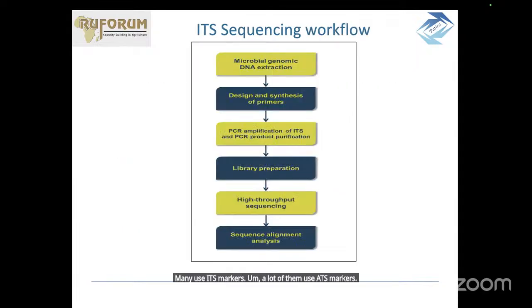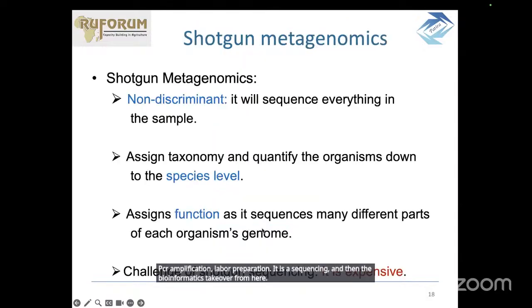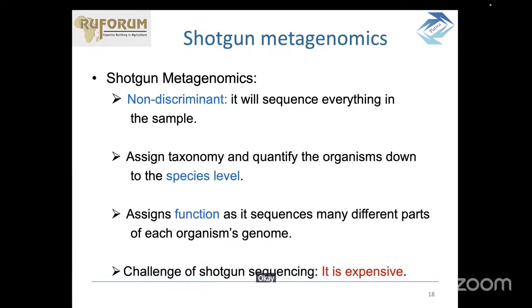So this is the workflow when you're using ITS markers. You get your DNA, design and synthesize your primer, PCR amplification, library preparation, sequencing, and then the bioinformatics takes over from here. Okay, so briefly, that was amplicon or targeted sequencing.